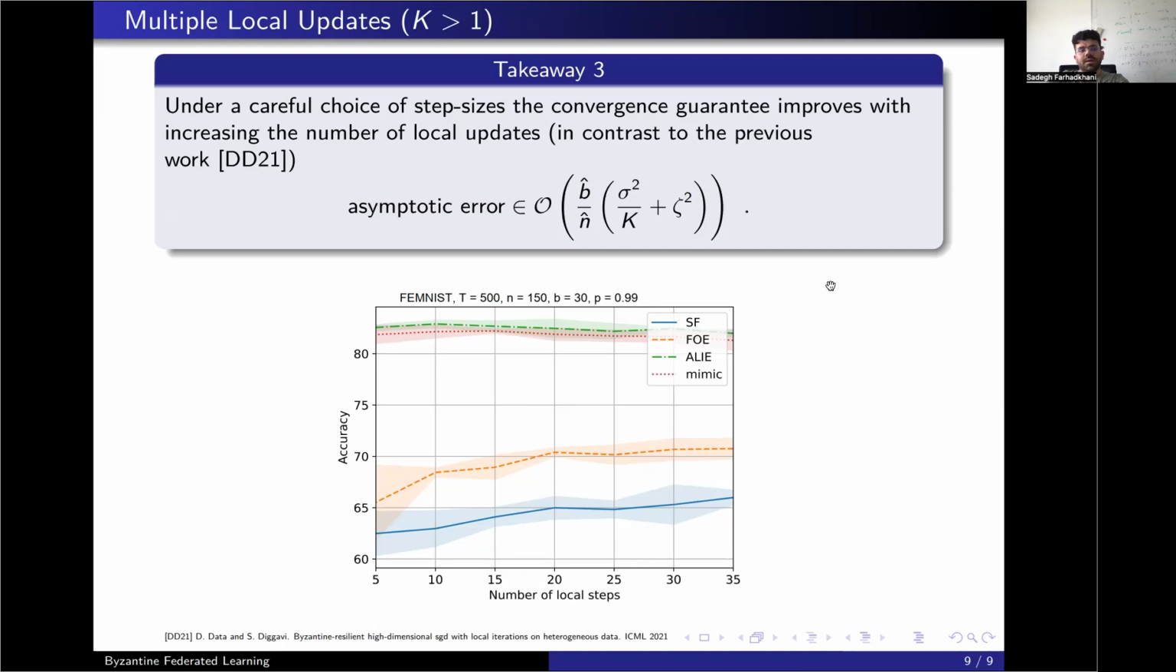And finally, about multiple local updates, what we learn is that if you tune the step sizes properly, increasing the number of local updates improves the convergence guarantee. The reason is that each update vector that we get from a client is roughly the average of k stochastic gradients, which means that the variance of the update should decrease by a factor of k if the local step size is small enough. We formalize this in our proof in the paper.